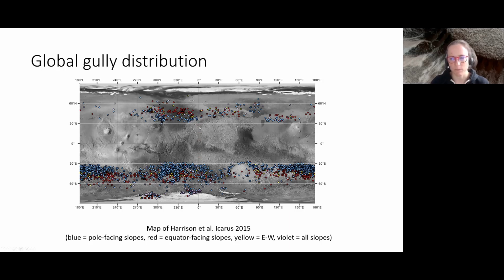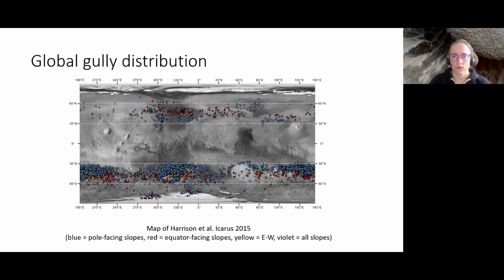and you'll notice that they're absent in the equatorial latitudes, and are concentrated in the mid-latitudes in both the north and south. The reason there are fewer in the northern hemisphere is actually there are fewer steep slopes, there are many fewer impact craters. So the reason there are fewer in the north is just the absence of steep slopes rather than any other factor.